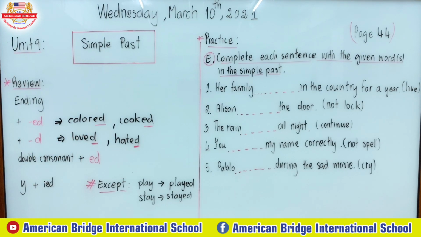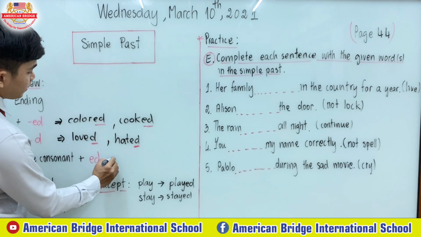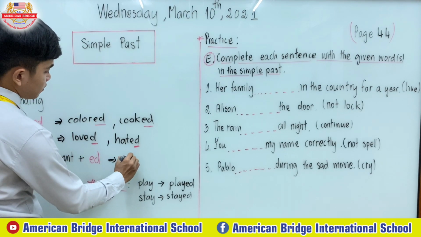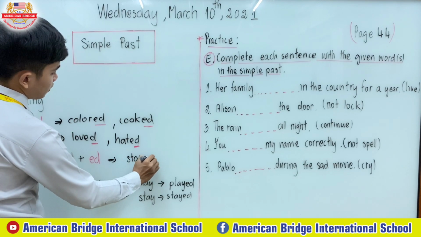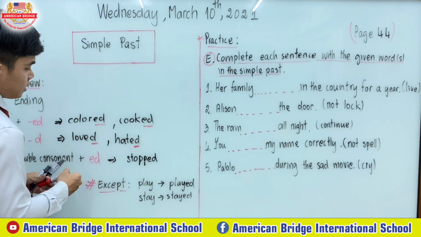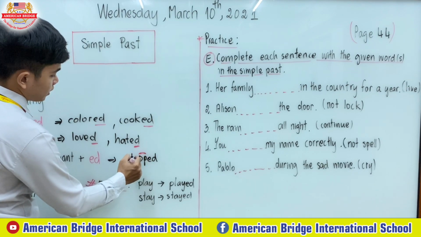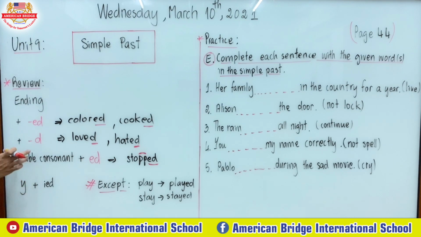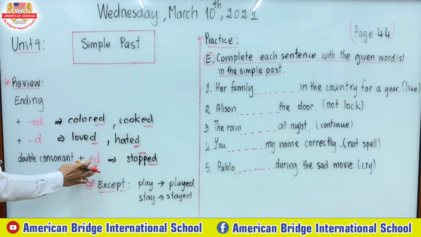So what about the consonants? In the simple past, we do have some verbs that are spelled with vowel plus consonant. For example, the verb stop. For stop, you need to double p and add ed. See, I double the consonant p and add ed, because it is vowel plus consonant in that word. So you have to double that consonant and add ed.